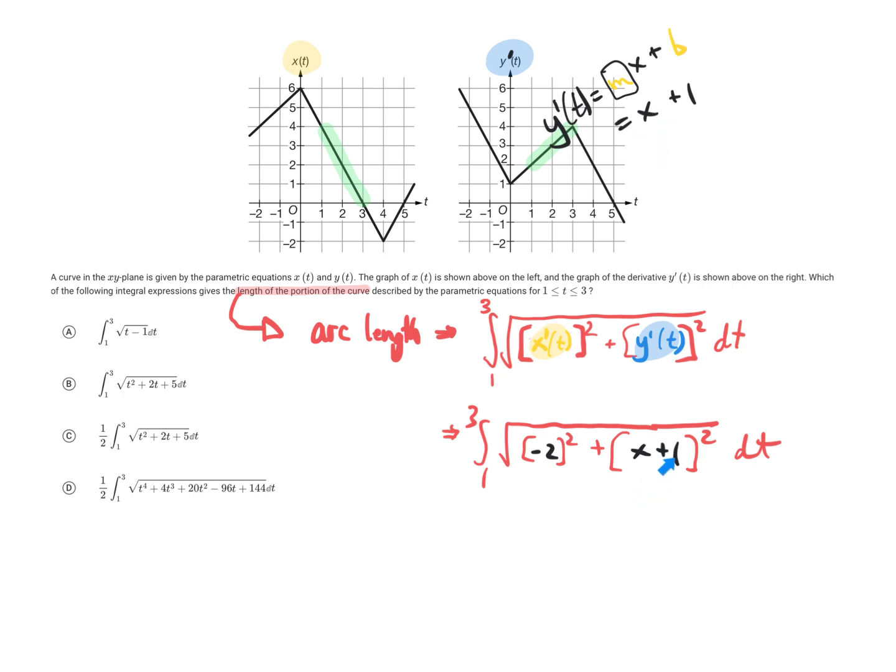All right, let's just expand this binomial, combine like terms, and we'll have it. Now, somehow I slipped into using x's when this equation was an equation of y as a function of t. So this is t plus 1, t plus 1, t squared plus 2t plus 1. And when we combine these, we have t squared plus 2t plus 5. There's no half. That's for areas. T squared plus 2t plus 5 from 1 to 3. There it is, choice B.